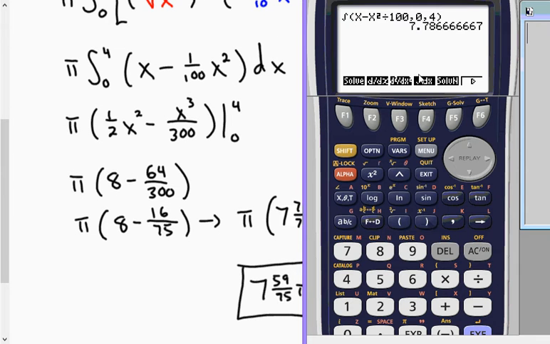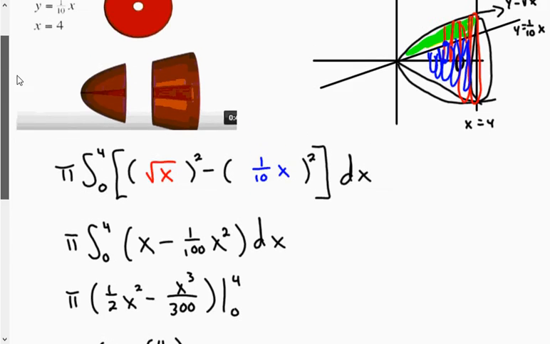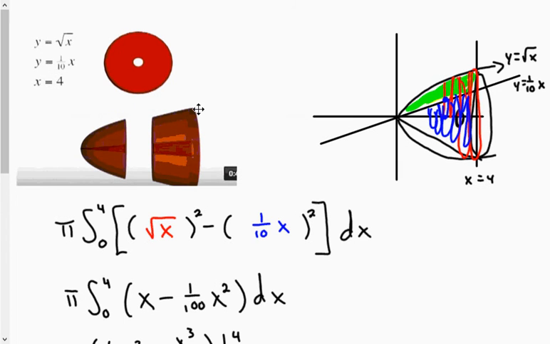What's that as a decimal? 7.778. If I do 7 plus 59 over 75, over 75, look at that. Deja vu all over again. So it was pretty cool. We just found a random example, a random thing on the internet there, and we found the volume of it from our figure. Okay, I could go back here.